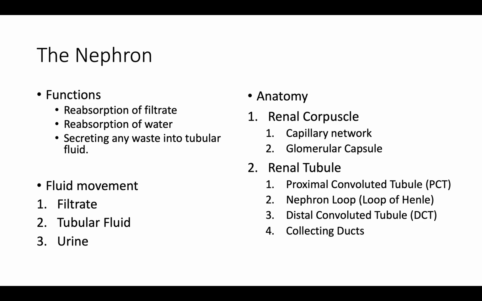Now fluid movement. First, it starts off as filtrate, then becomes tubular fluid, and then finally urine. What's the difference between all of these? That's what we're going to talk about. The anatomy: the renal corpuscle is your capillary network and also your glomerular capsule, which is pretty much the blood entering in. Then you have your renal tubule: the proximal convoluted tubule, the nephron loop, which is the loop of Henle, the distal convoluted tubule, and the collecting duct. So those are the structures. Let's get into each of them.